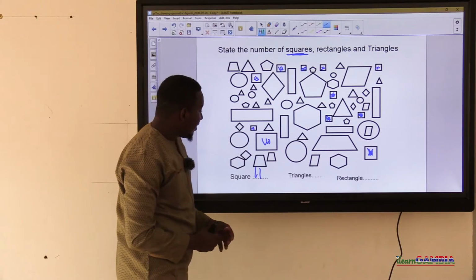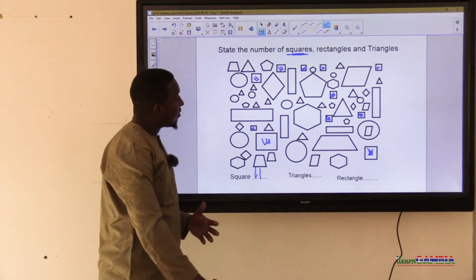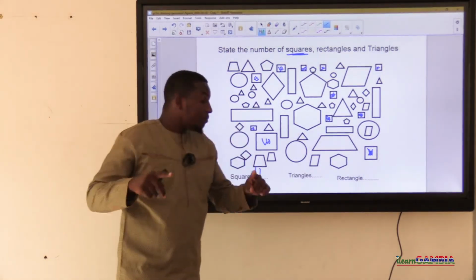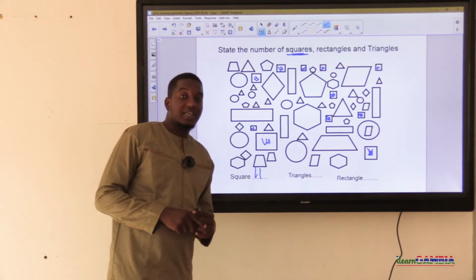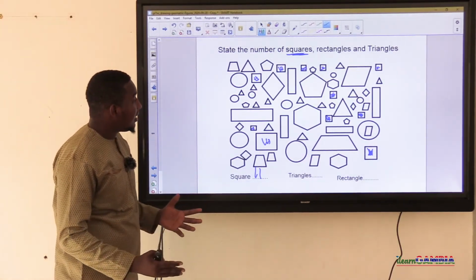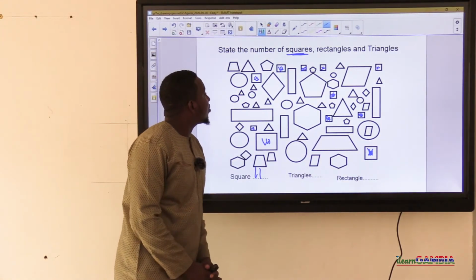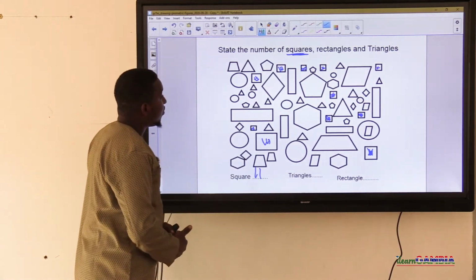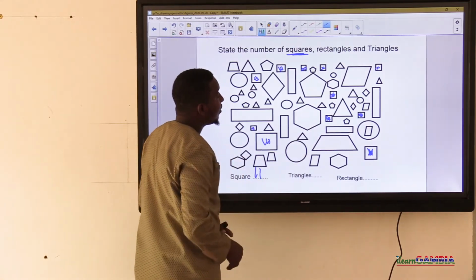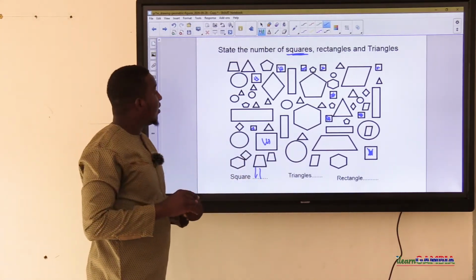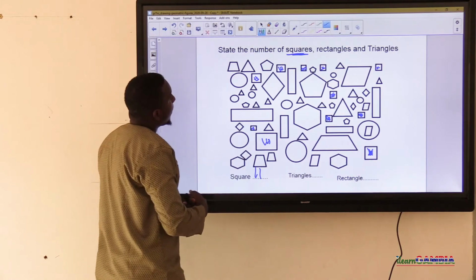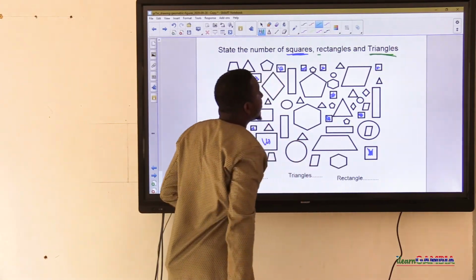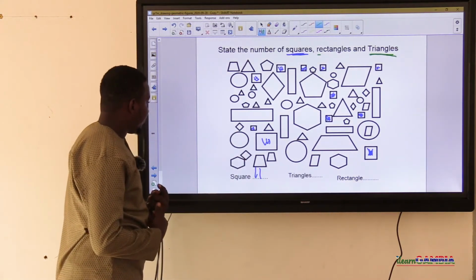Now we move to the triangles. What did we say about triangles? We said triangles are plane shapes that have 3 sides and 3 angles. We've been talking about triangles for the past 30 minutes. So let's see how many triangles we have here. We are looking for shapes that have 3 sides and 3 angles.